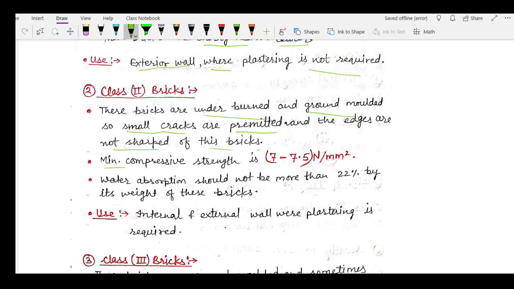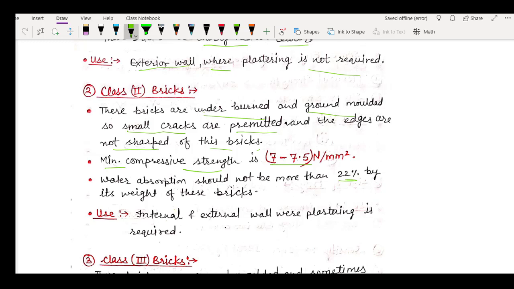Its minimum compressive strength is 7 to 7.5 Newton per mm square. So there is a decrease as compared to first quality brick. Around 3 megapascal strength is decreased as compared to the first class brick. Water absorption is around 22% of the total weight. So the water percentage is also increased by 2% as compared to first quality brick.